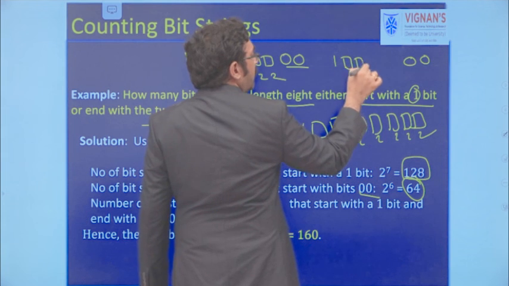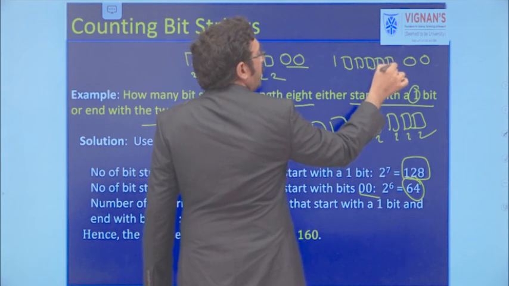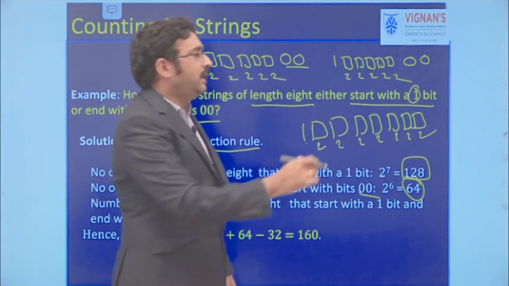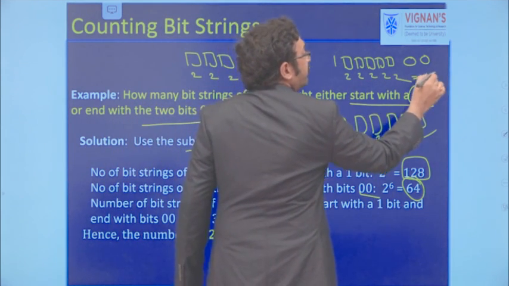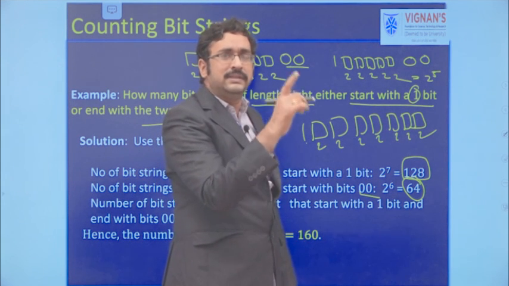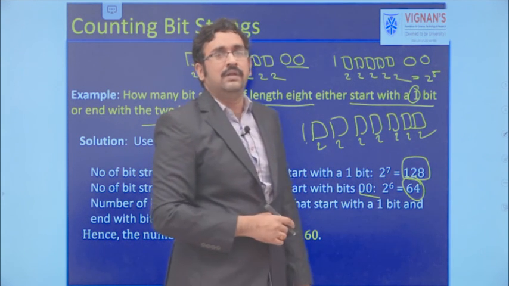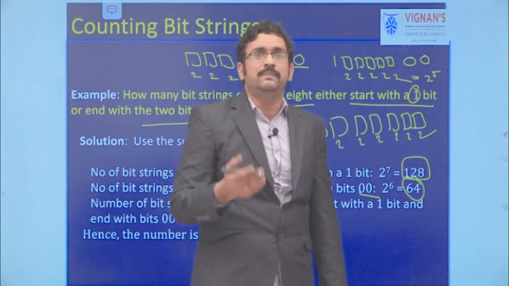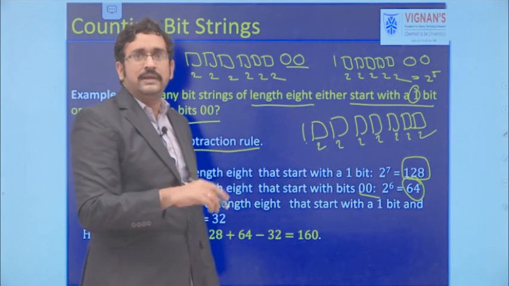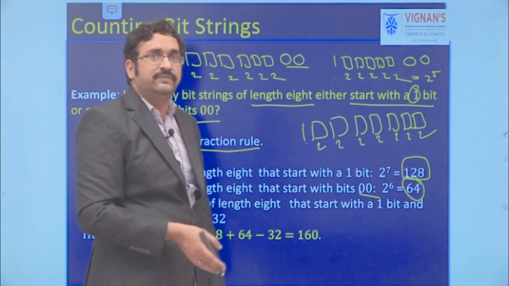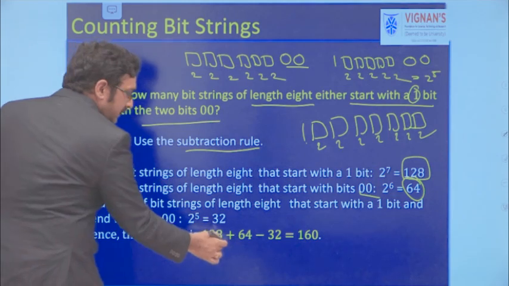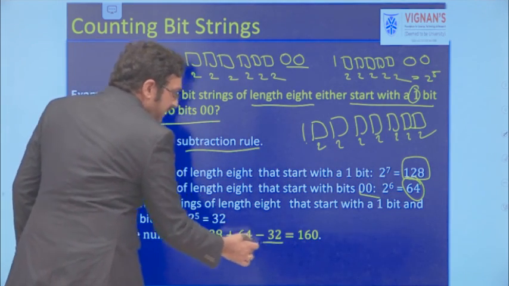So in between we have 5 bits. For each bit we will have 2 options. So there will be 2 power 5 number of possibilities that are starting with 1 and that are ending with 2 consecutive zeros. What we have to compute? We have to compute the number of bit strings which start with 1 or end with 2 consecutive zeros. That's why here we have to apply the subtraction rule. So we will get 128 plus 64 minus 32.